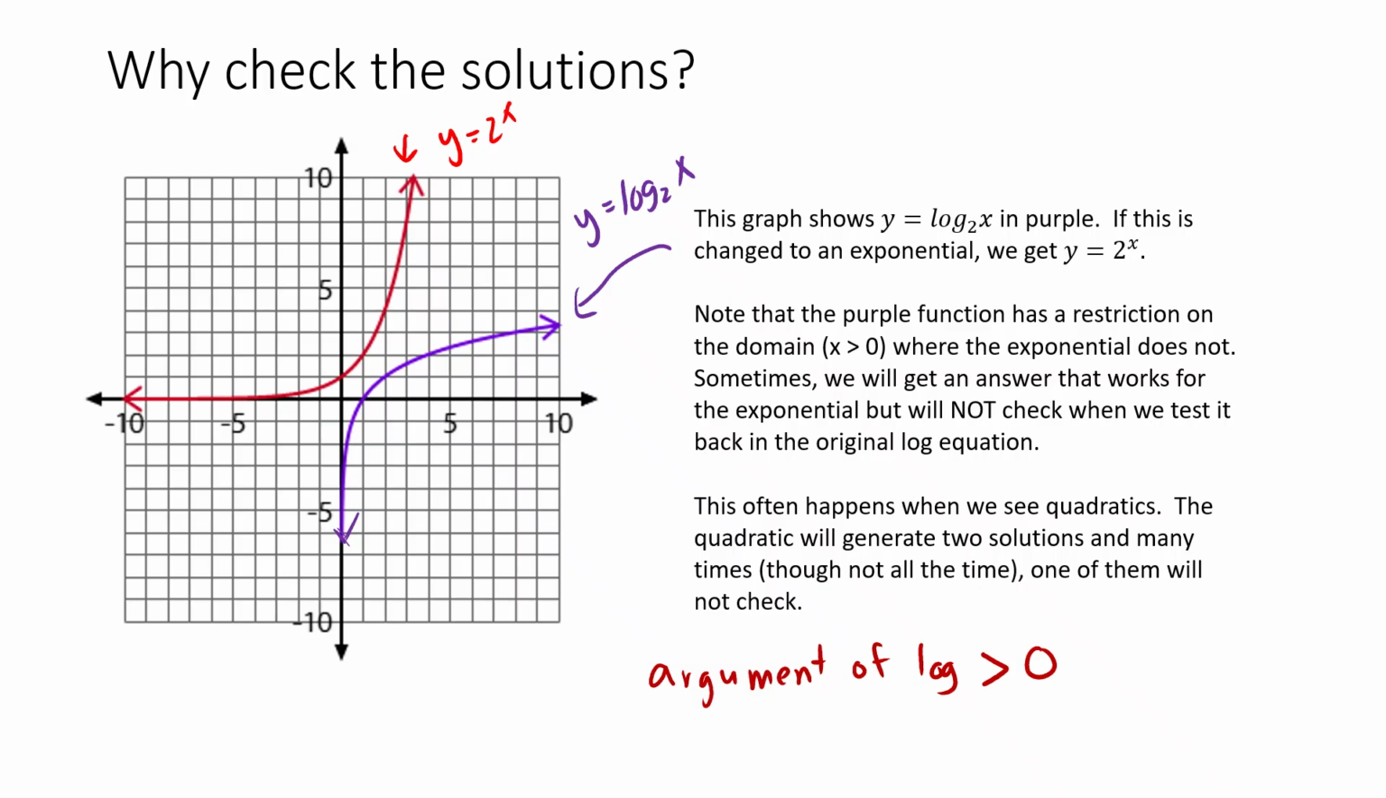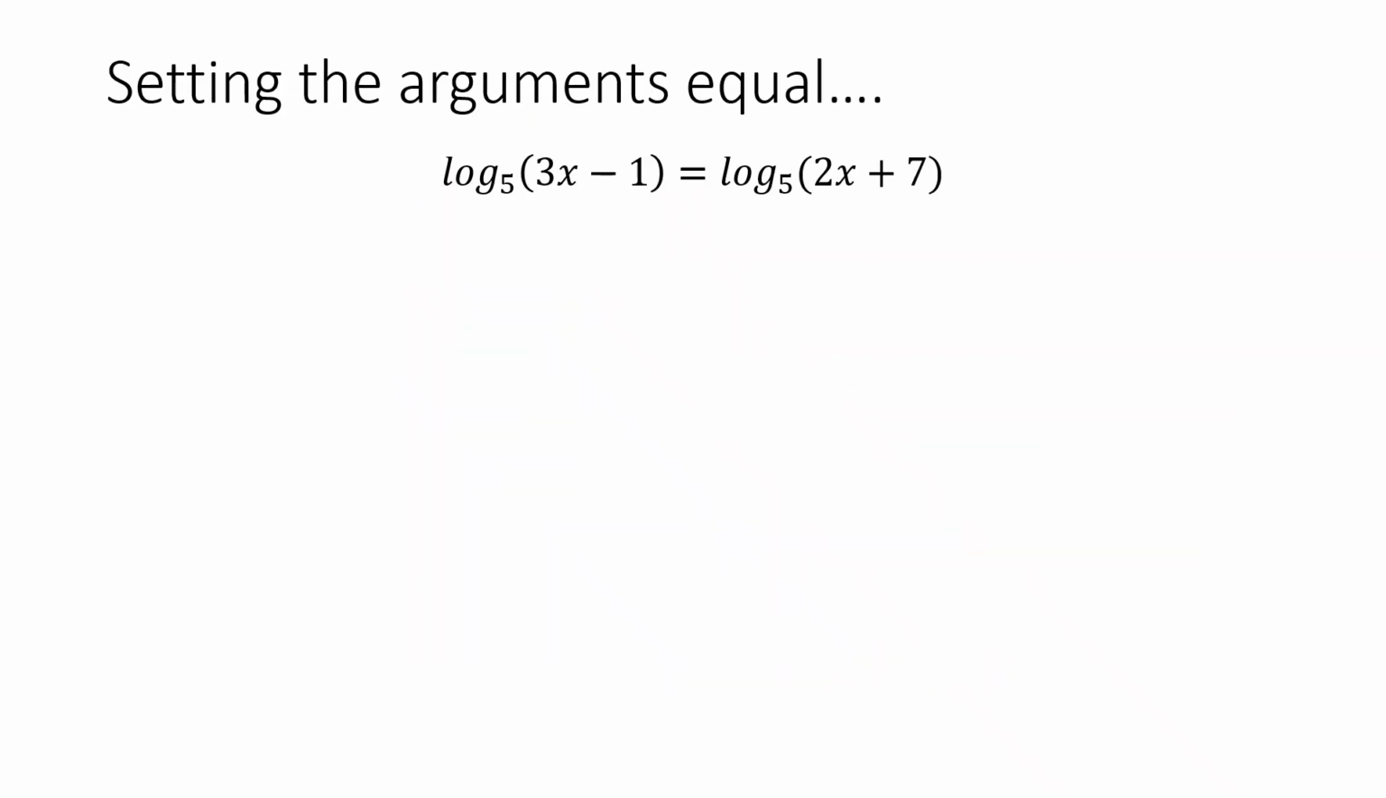So that is one way of showing with a graph and explaining why it is that we can end up with these extraneous solutions and what it is we're going to be looking for when we do that check. So here's an example of setting the arguments equal. So we have log base 5 of 3x minus 1 equals log base 5 of 2x plus 7.